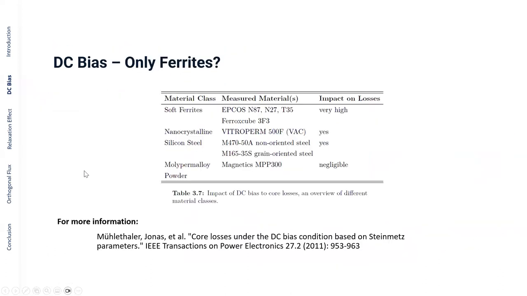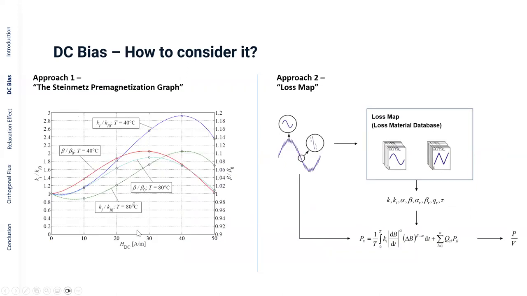You use the Steinmetz or the improved generalized Steinmetz equation. However, instead of using the known parameters, you go read from this graph where your HDC is. And in this example, for instance, you multiply K by a factor of 1.2, or you multiply beta by a factor of around 1.85 or something like this.